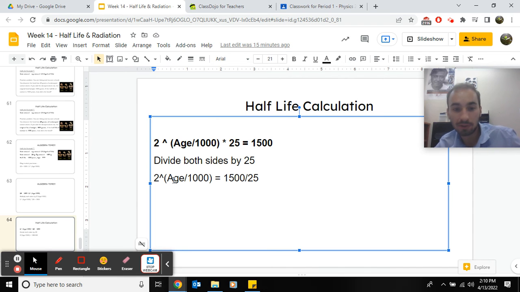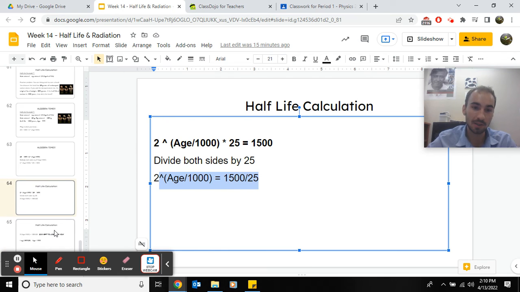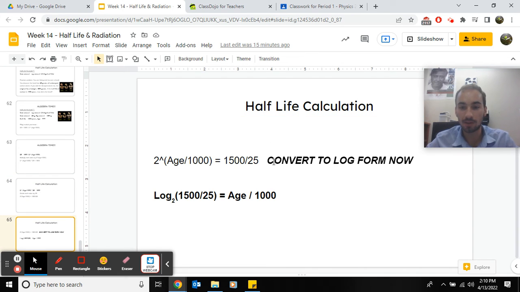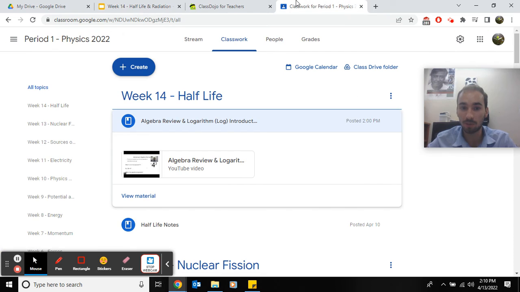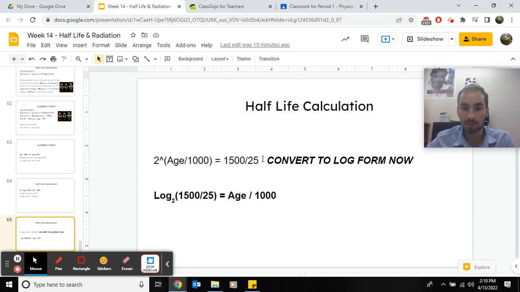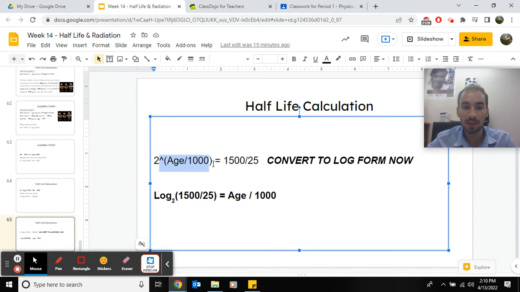Okay. We still want to get age. And this is why you need to learn logs. Because right now we're stuck. We need to drop down the exponent. And to do that, you need to convert it to log form. If you don't know how to do that, watch the video. So, 2 to the power of age divided by 1,000 equals 1,500 divided by 25. You convert to log form. So this 2 gets pushed down under the log, and then the age divided by 1,000 swaps places with this one.